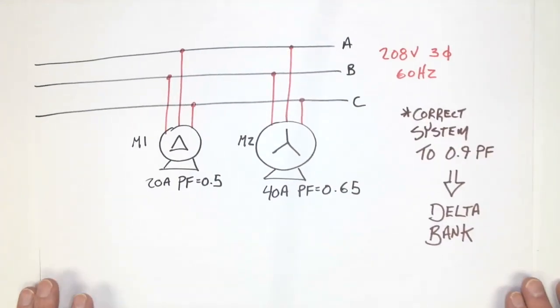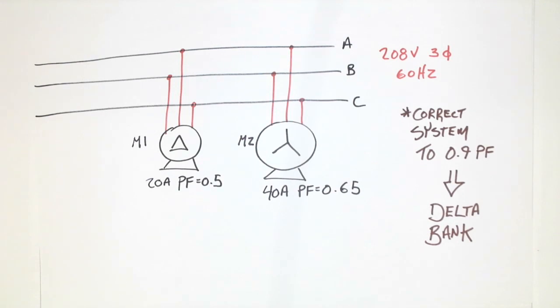This example has two individual motors, and these individual motors are wound slightly different. One of them is wound as a delta motor and one is a Y motor, but it doesn't really matter. And the reason it doesn't matter is because all we want to know is the amount of VARs and VA and watts that each one requires.